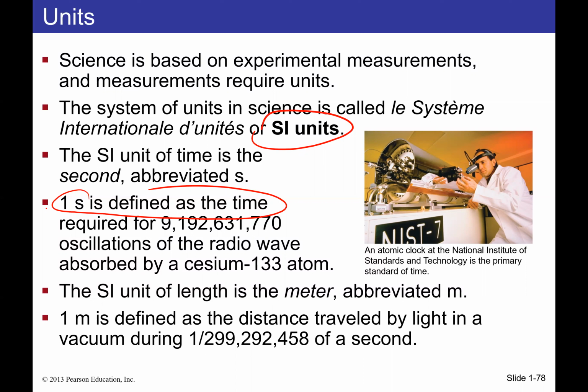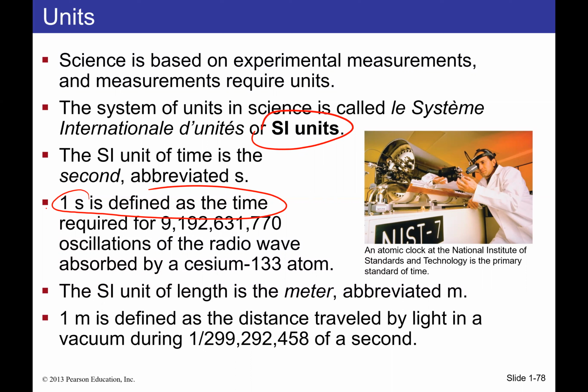As crazy as it sounds, it's extremely accurate. So we take 1 second to be how long it takes for this atom to vibrate that many times. All right, so the SI unit for length is the meter.